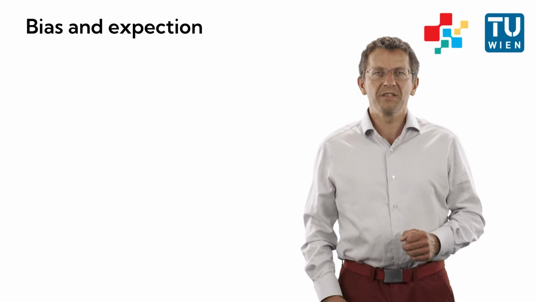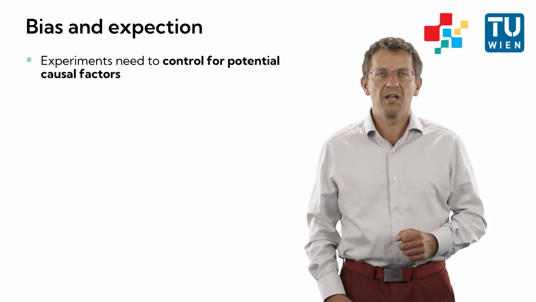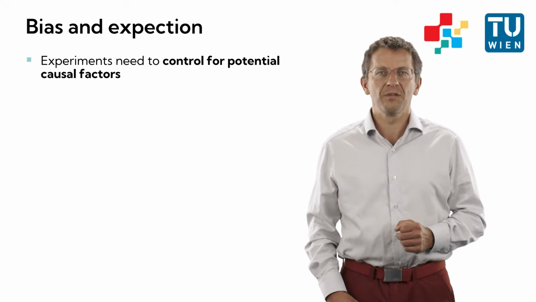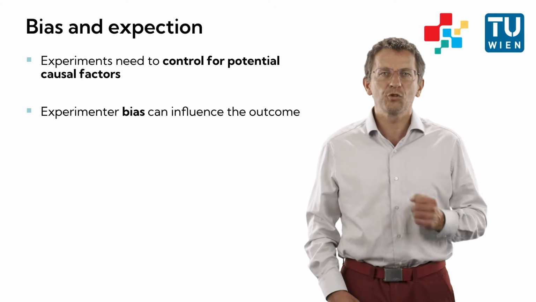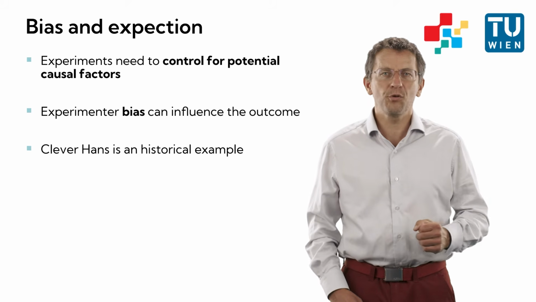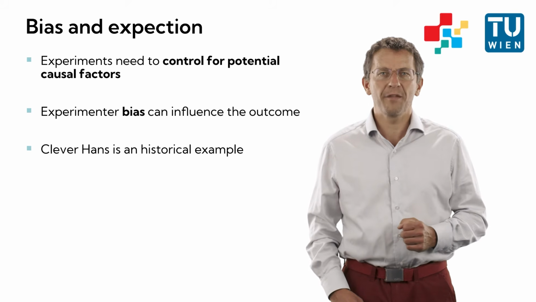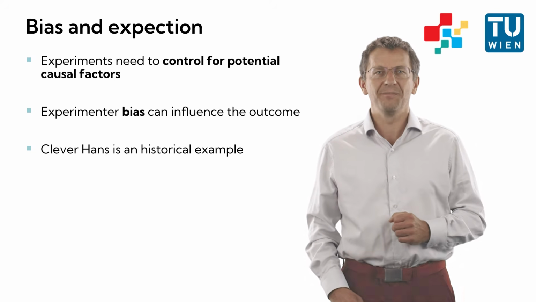When running experiments, it's essential to control for all potential causal factors. Otherwise, you can't be sure what's really driving the results. One important risk is experimenter bias, where the researcher's own expectations unintentionally influence the outcome. The story of Clever Hans is a classic example that will remind you to carefully control and use objective methods, as your own expectations can actually create patterns and causes that aren't really there.